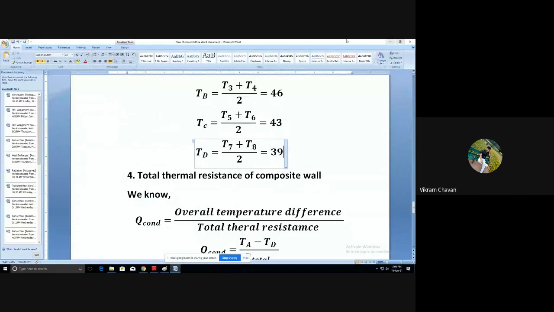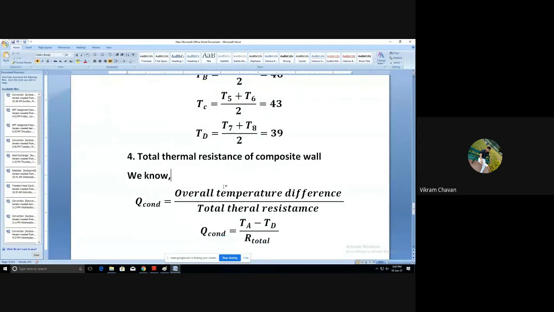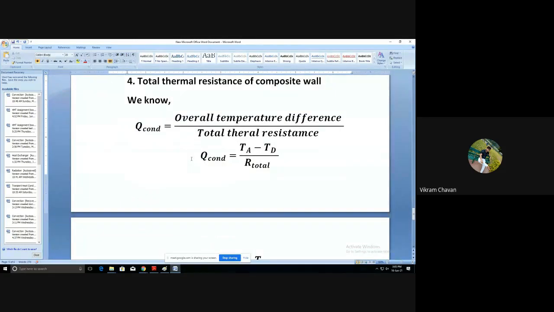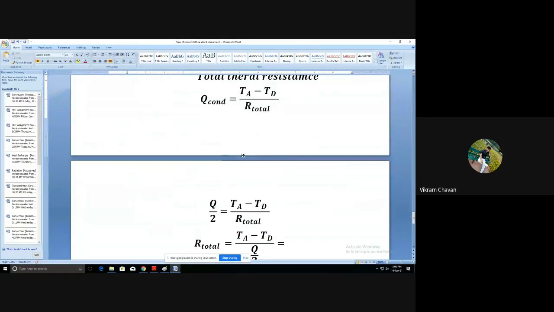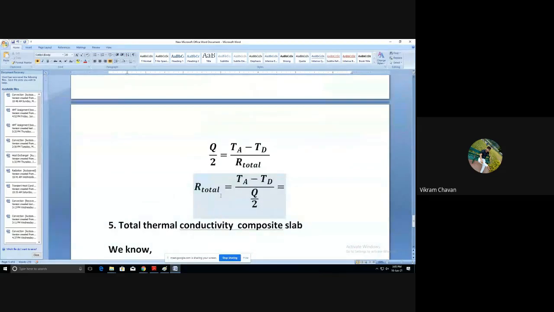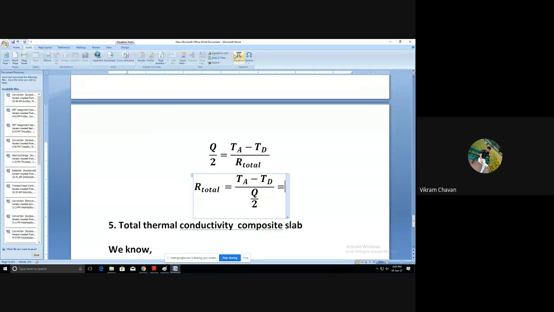Okay, 39. Now we have to calculate the total thermal resistance of a composite wall. We know that Q conduction is equal to TA minus TD divided by R total. In our case, we have considered Q by 2, so R total is equal to TA minus TD divided by Q by 2. That is nothing but the overall temperature difference divided by the heat input to that particular slab. For one slab, the heat input is Q by 2, so we have to take Q by 2 as the heat input for the slab.